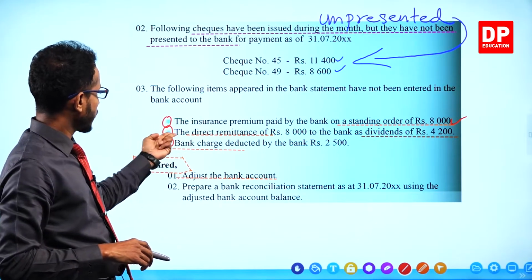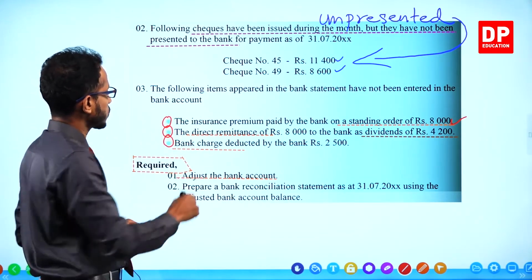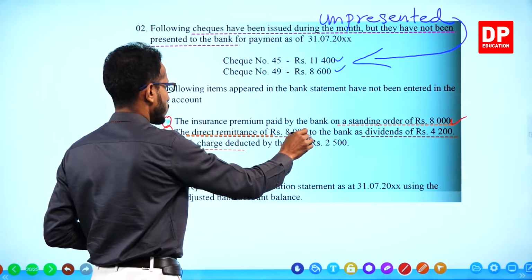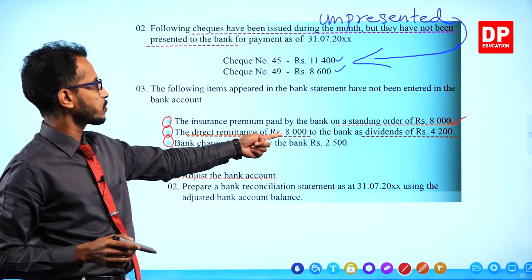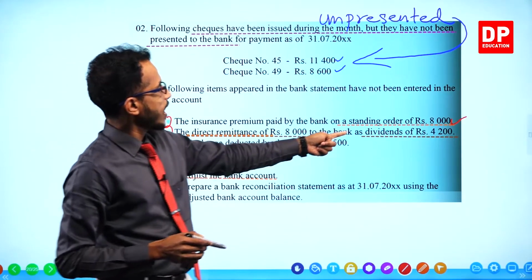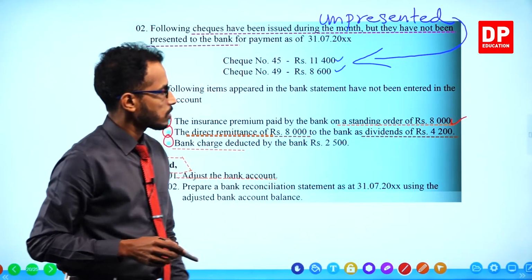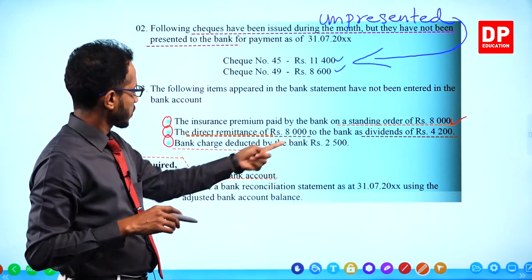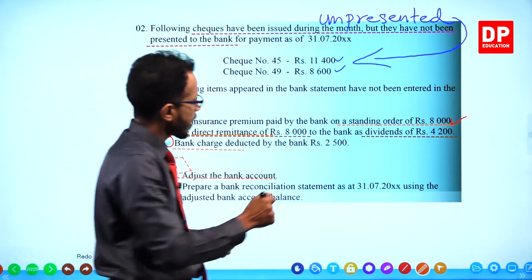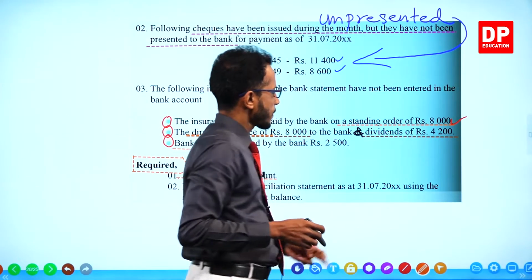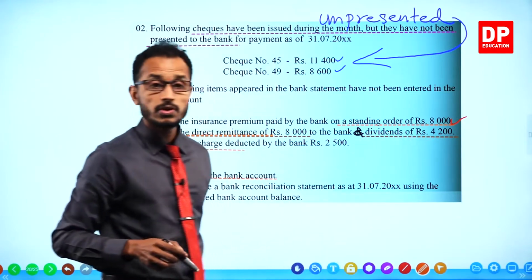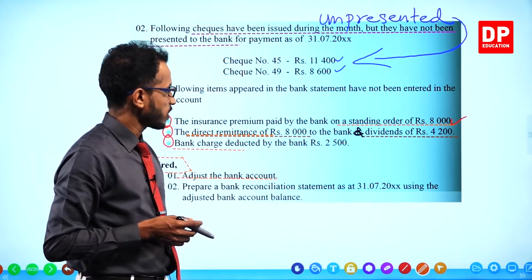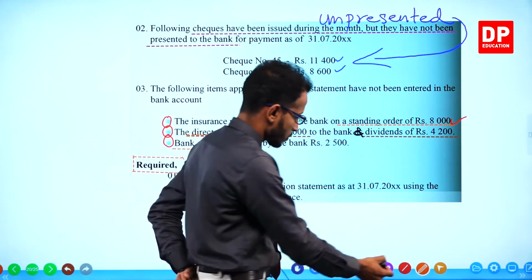So the second piece of information goes like this. Direct remittances of 8,000 to the bank, and as dividends of rupees 4,200. I adjusted this sentence just to make it clear to you. Okay, dividends.